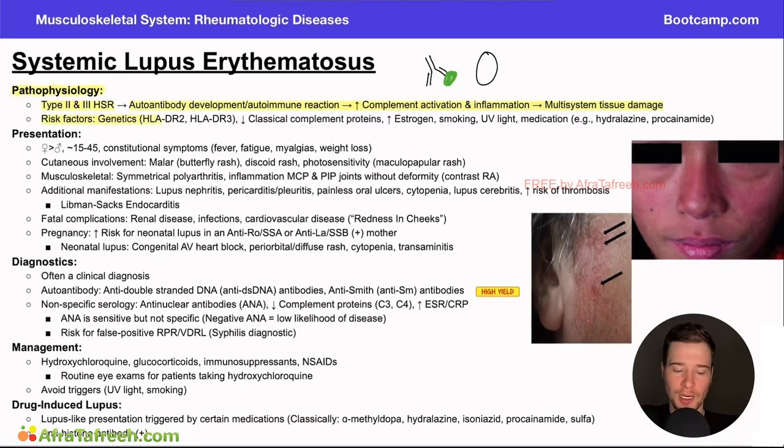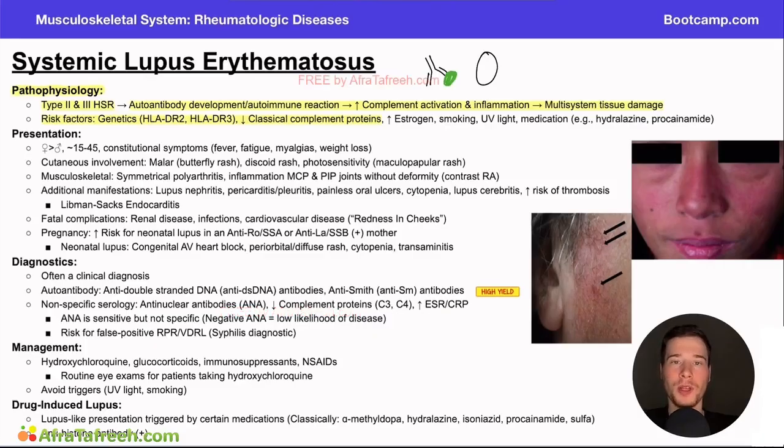One of which is genetics. So the HLA-DR2 and HLA-DR3 genes have been shown to be associated with people having a higher risk of developing lupus. Also, patients with decreased classical complement proteins are at a higher risk. That is to say that some individuals who have had a decrease in the proteins in the complement system, specifically the C1q, C2, and C4 components, have been shown to be at a slightly increased risk of developing lupus as well.